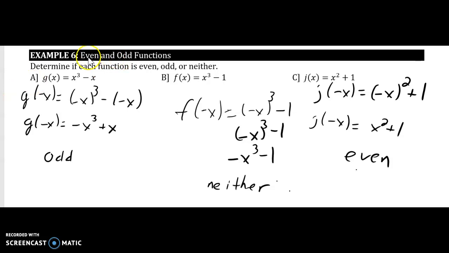When you're trying to do even or odd, you can also graph it and look at it that way. But most of the time, you're going to be asked to do it algebraically, and that's what you want to try to do. All right, let me know if you have any questions.